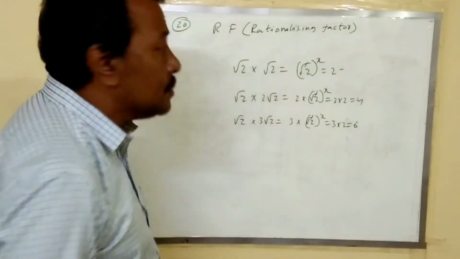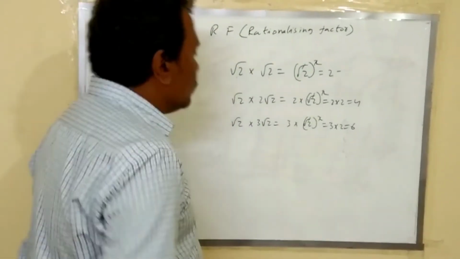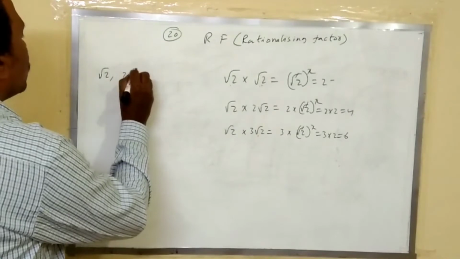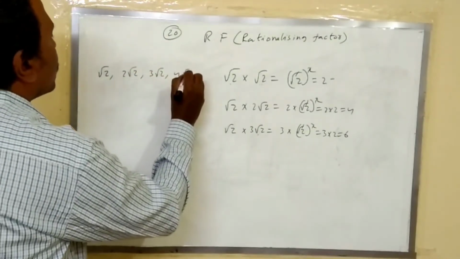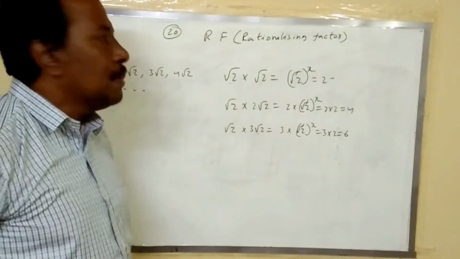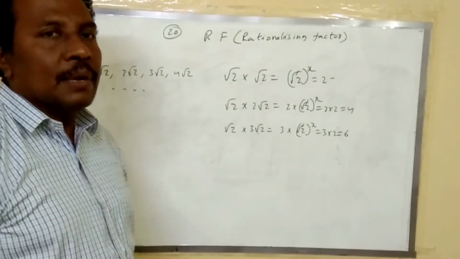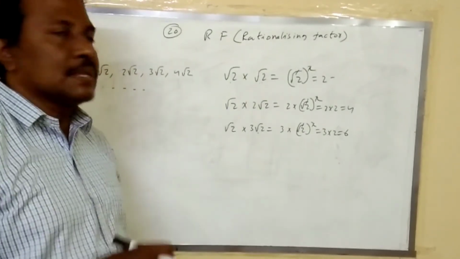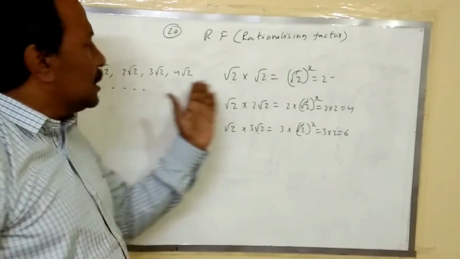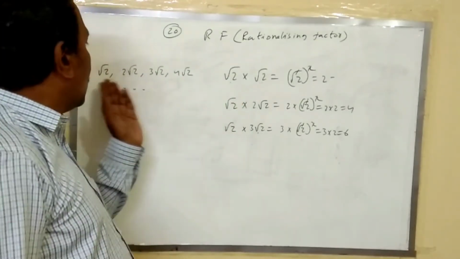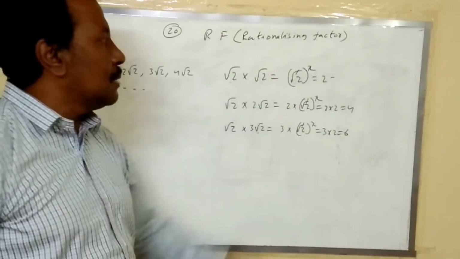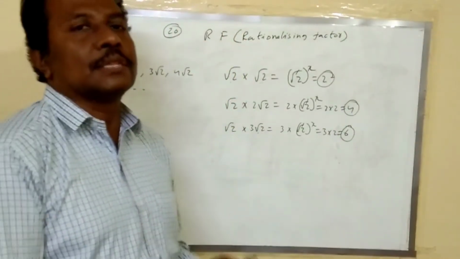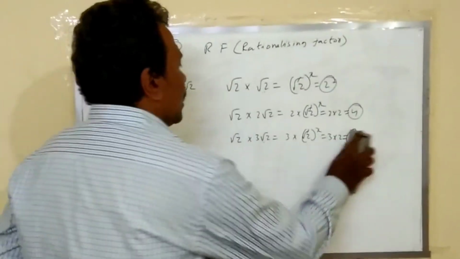So what do you observe here? We observe that root 2 is multiplied with 2 root 2, 3 root 2, 4 root 2, and so on. All these are multiples of root 2, and all these are RFs of root 2. Vice versa, root 2 is an RF of all these numbers. So all these numbers when multiplied with root 2 give a rational number. 2 is a rational number, 4 is a rational number, 6 is a rational number, and it goes on like that.